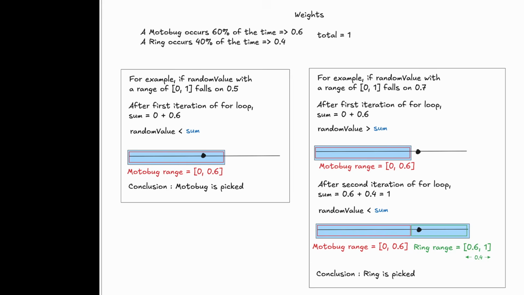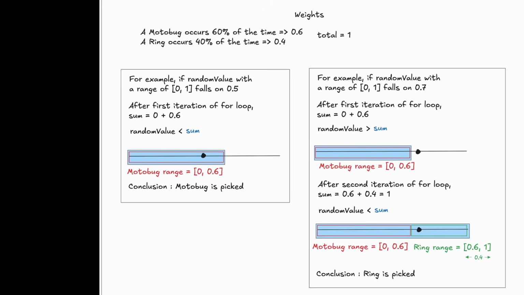Now, for example, if the random value, which can vary between 0 and 1, falls on 0.5, after the first iteration of our for loop, we're going to have the sum being equal to 0.6, because it was 0 initially, and now 0.6 is the first element of the array, the spawner's weight array. And in our particular case, the random value is inferior to our sum, which is 0.6. The random value is 0.5.